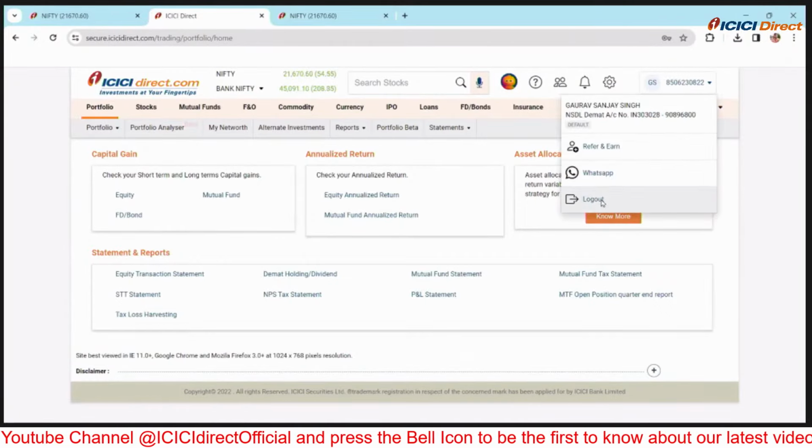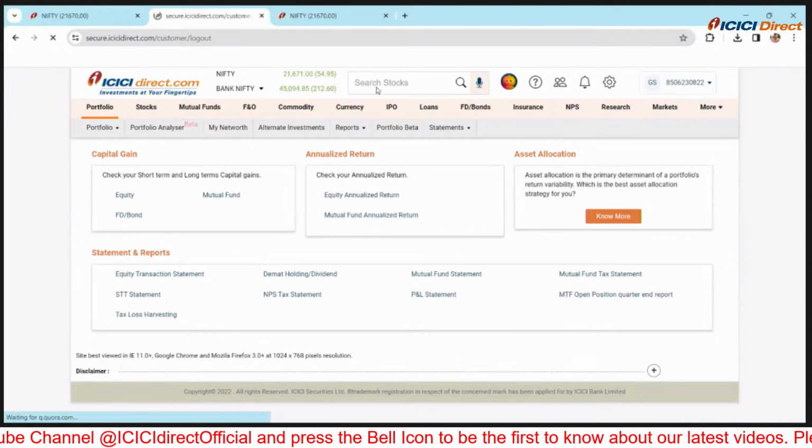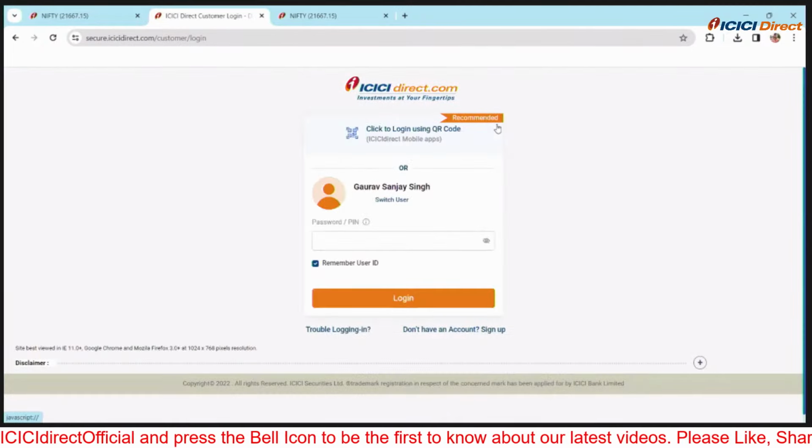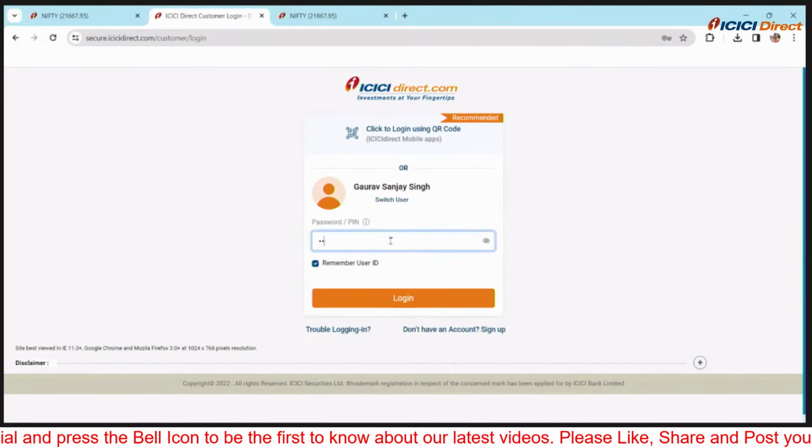I'm not able to log out. Yeah, I think my net is slow. So this is, I've logged out successfully. If you go to the login side, you will have this open. You'll have this home page, yeah, login page. You just have to put your user ID and your password. I've set a pin here instead of a password.